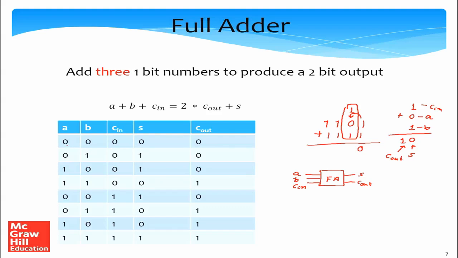If A, B, and carry in are all zeros, naturally sum and carry out are both 0. Similarly, if A and B are 1, 1 each, and carry in is 0, it's 0 and 1. A reader just needs to verify all the entries in this table and ensure that they are correct. Let's take a look at the last entry. A, B, and carry in are all ones. So 1 plus 1 plus 1 is 3, or 1, 1 in binary. So sum is 1 and the carry out is 1.